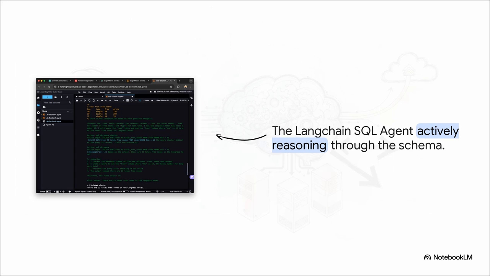Let's slow down for a second and look at exactly what is happening under the hood here. When we ask for the total free rooms at the Congress Hotel, this is not just a simple keyword search. No, the LangChain SQL agent is actively reasoning. You can actually see the AI logging its thought process, literally saying, "Thought: to find out how many free rooms there are, I first need to check the schema of the room table." It then lists the schema, identifies the free column and the hotel ID column, and constructs the perfect query. It is mathematically reasoning through the database structure to find your exact answer.